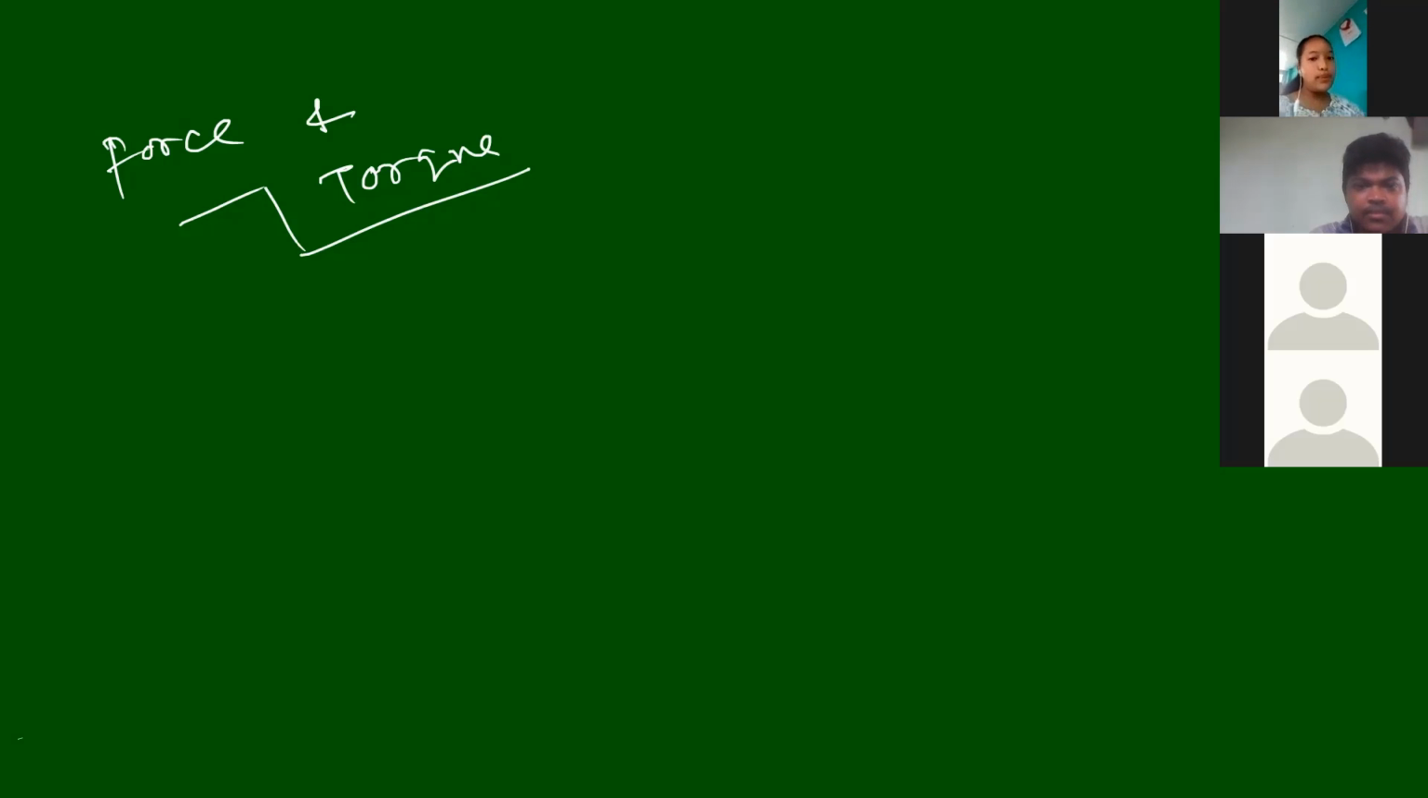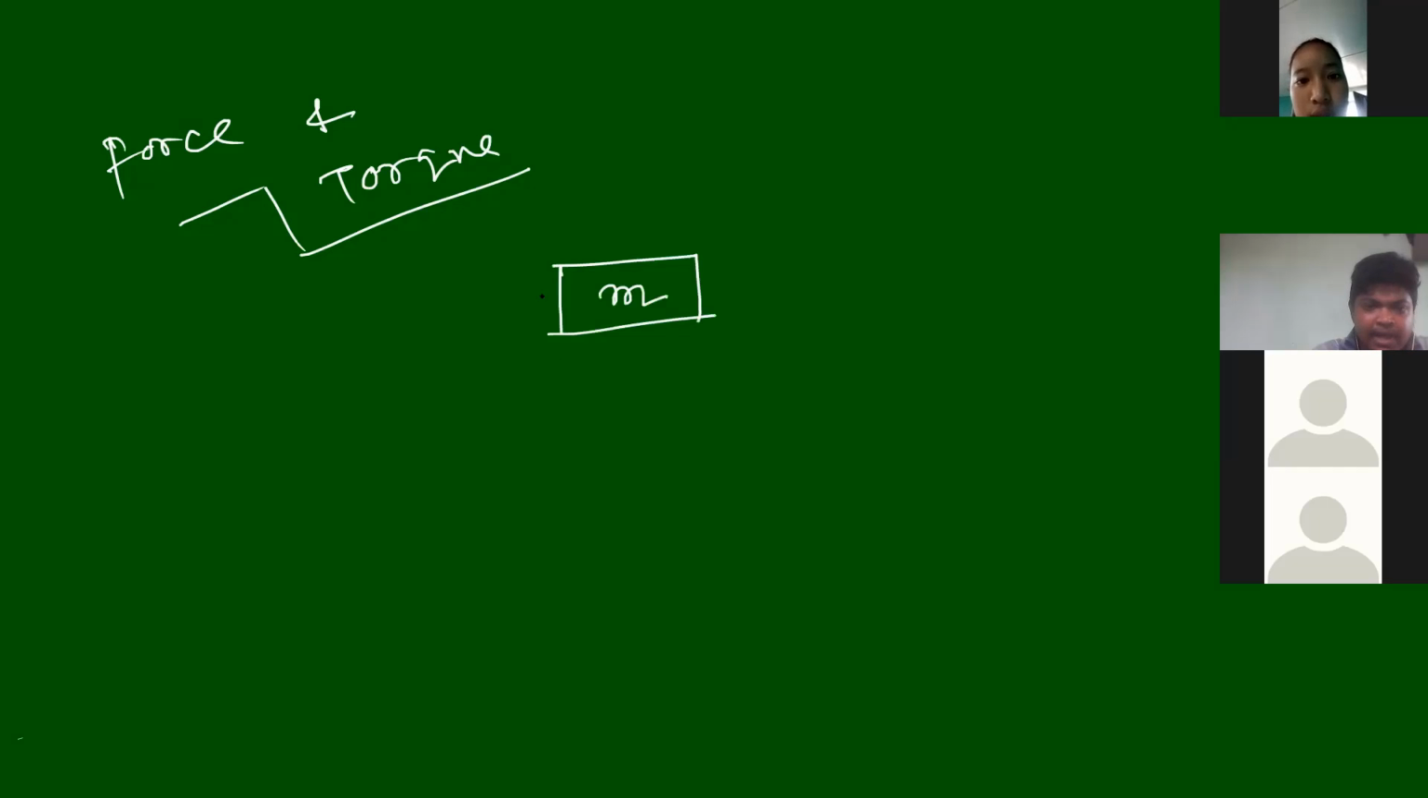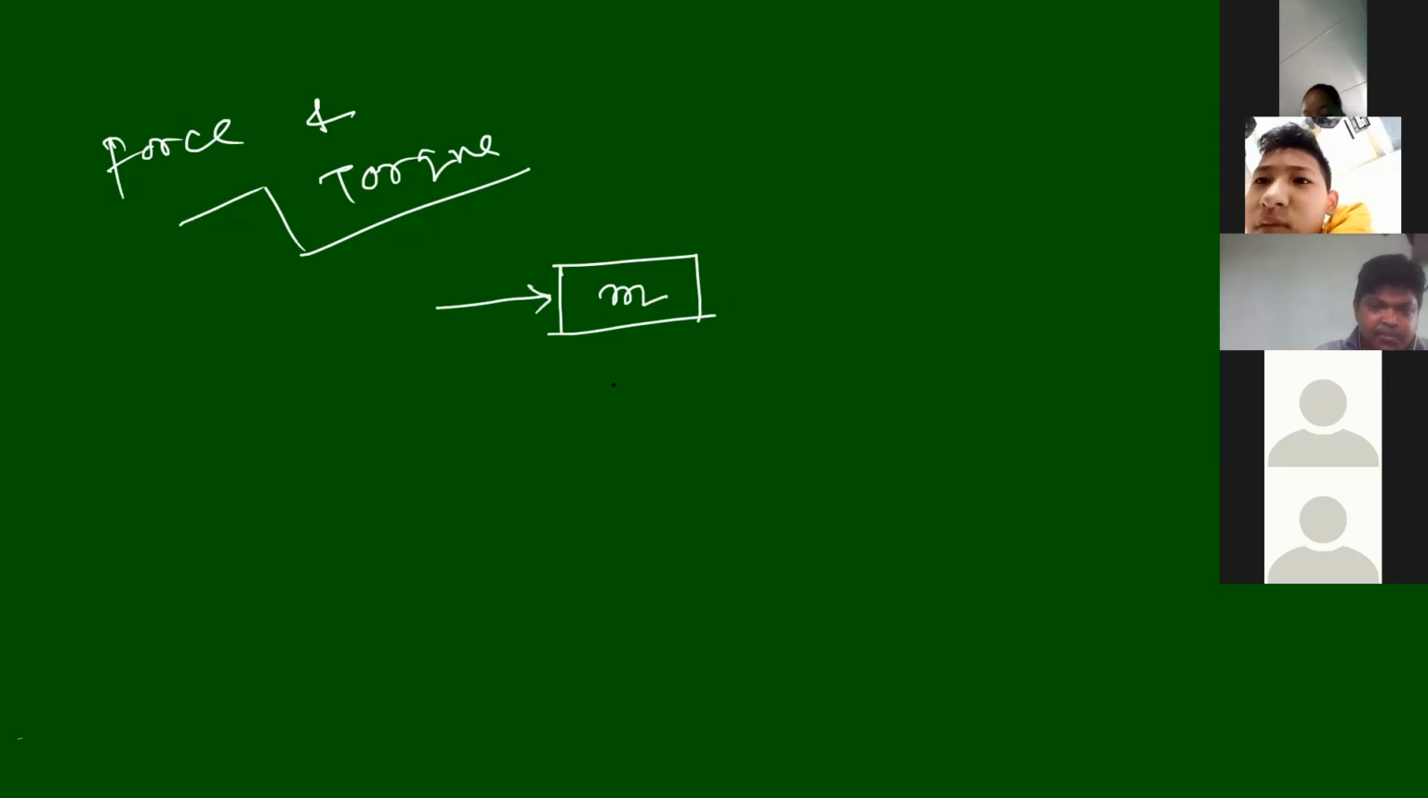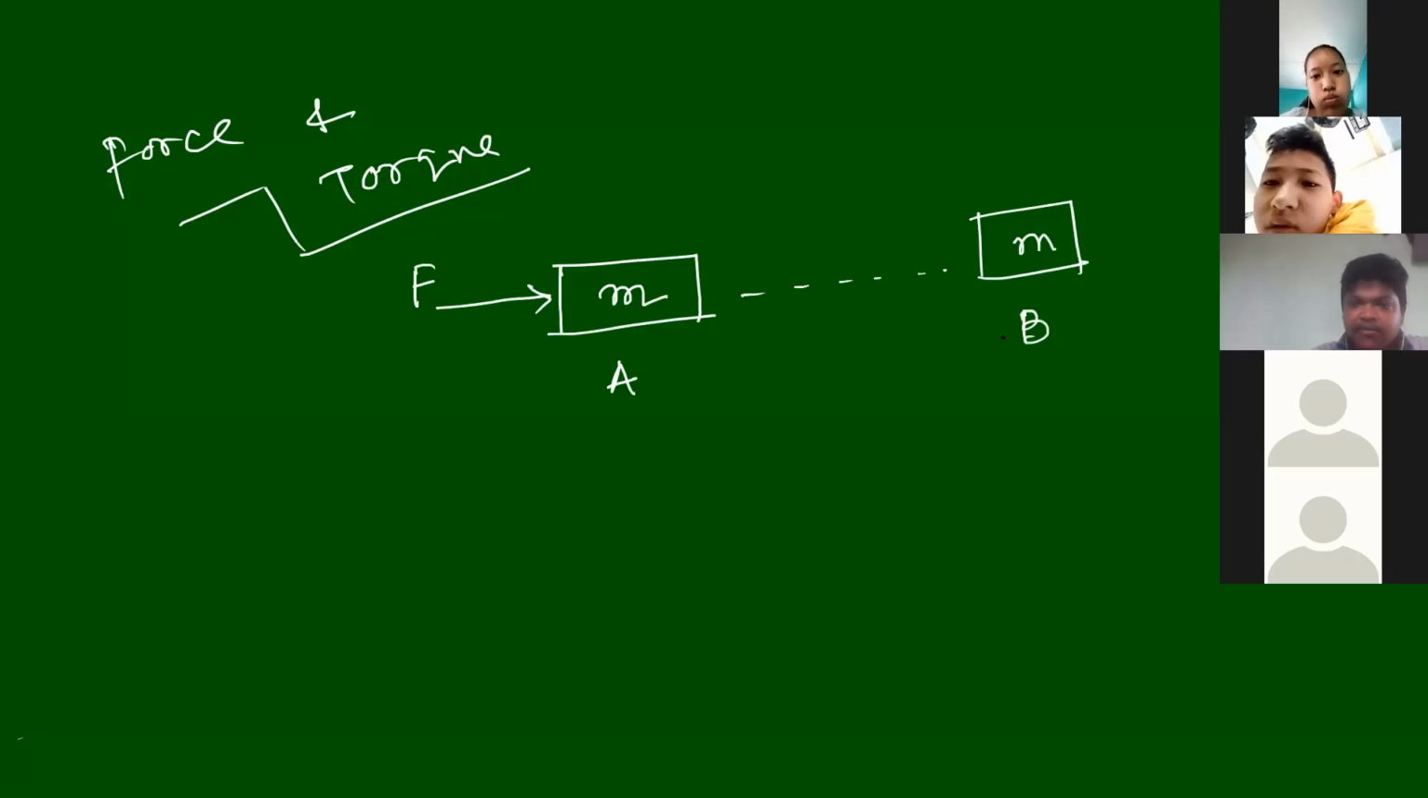So we can say that if there is an object which has a mass of m, whenever you apply some push force in this direction, the object gets displaced. Initially it was at position A. After applying some force F, it is displaced to the new position B. Whenever you apply the force, the mass of the object will not change, and neither will the weight.